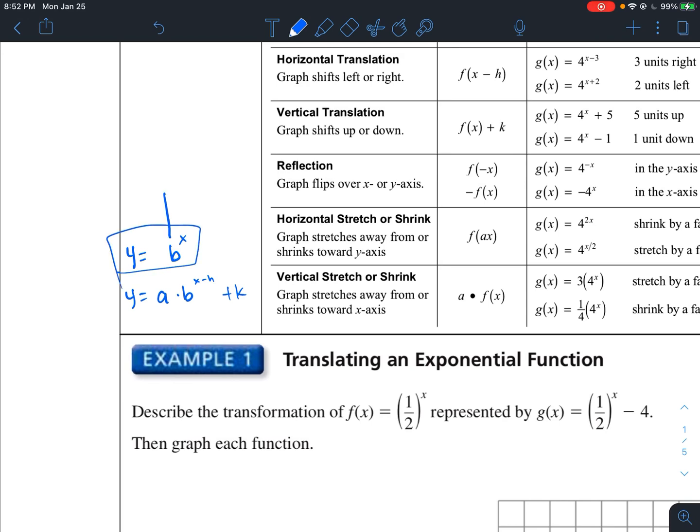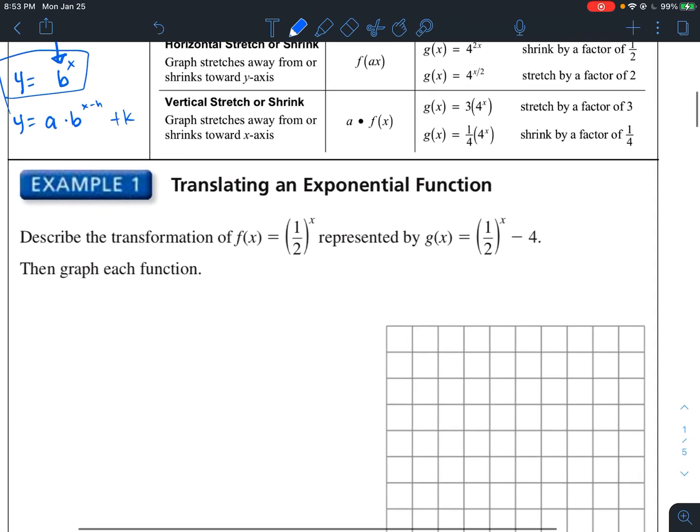Now, b doesn't really have anything to do with the transformations. B is just the base number, so don't get confused by that. So in this example, we have 1/2 raised to the x power. Okay? Now, 1/2 doesn't mean that it's a vertical stretch, or doesn't mean that it's a horizontal stretch, or anything like that. That's just the base. Okay? That's just the base of the function, of the exponential function.